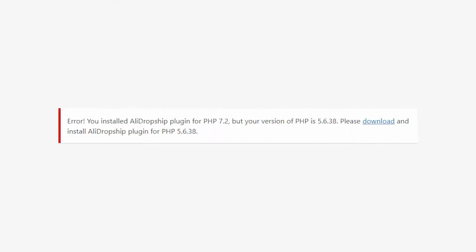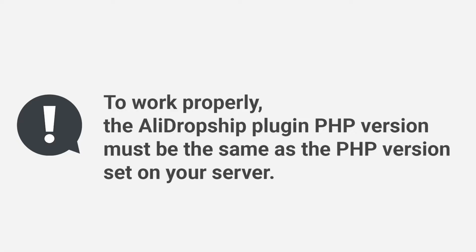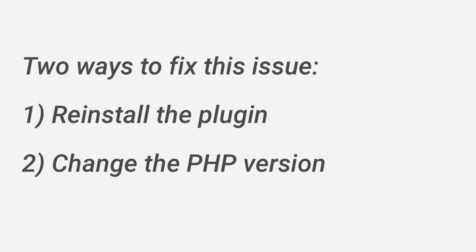In this video, I will show what to do if you see an alert about the PHP version. It might look like this. To work properly, the AliDropship plugin PHP version must be the same as the PHP version set on your server. You can fix this issue in two ways.